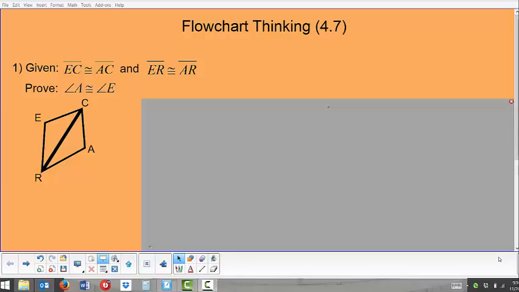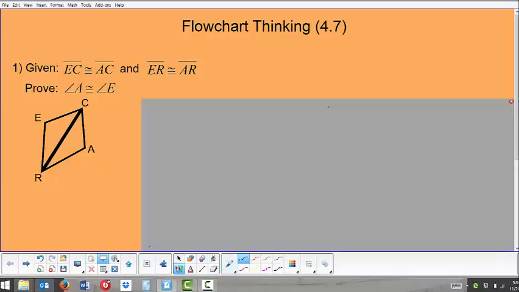So we know that EC is congruent to AC, so we're going to mark EC with a congruence mark there and AC. And then we know ER, so 2 marks there, is congruent to AR. And then we can see in the triangles that CR is going to be congruent to itself. So I'm already having an idea about how I can write this proof. With a flowchart proof, it really is sort of a graphic organizer with all of this information. You stack things that would lead to something else.